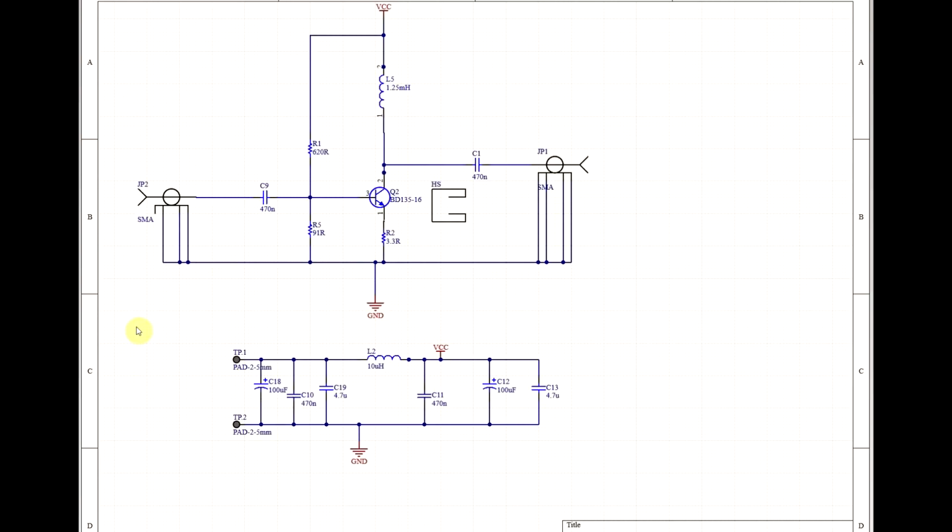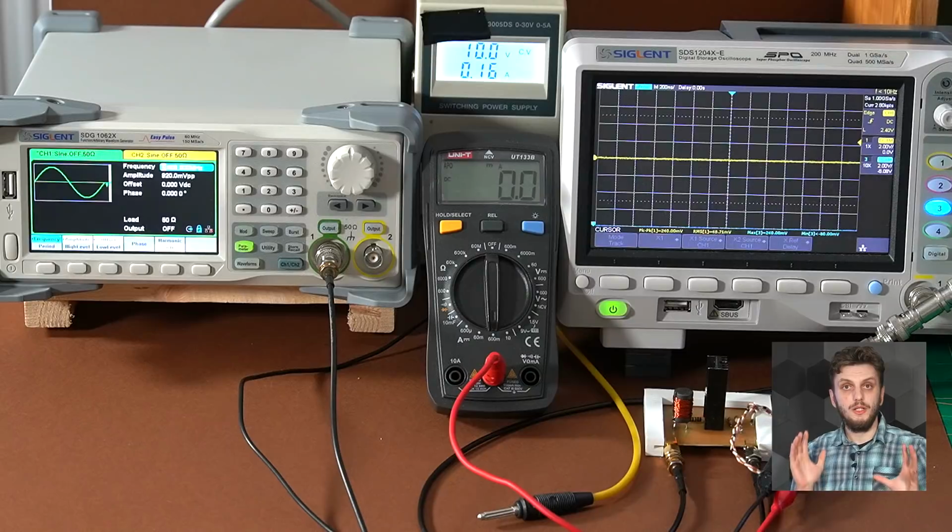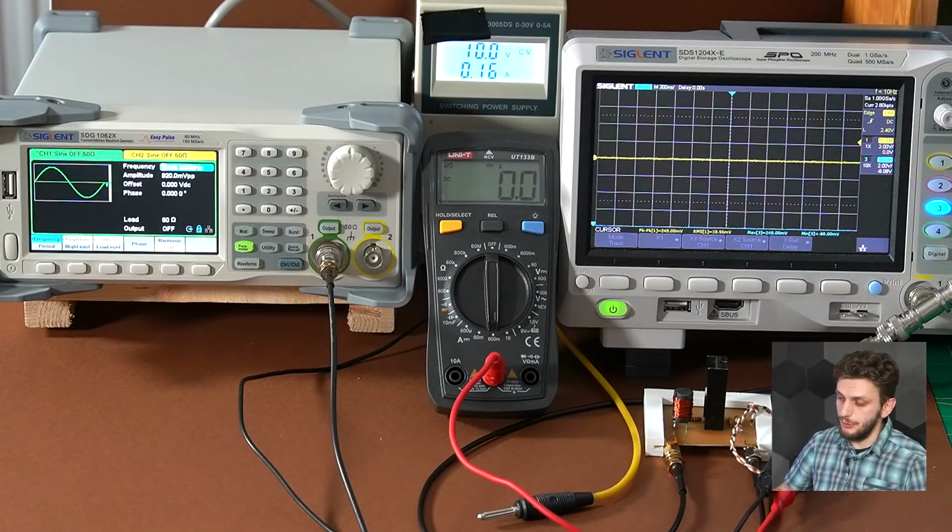And that being said, it's time to test things out. So here is the first setup that I've prepared.